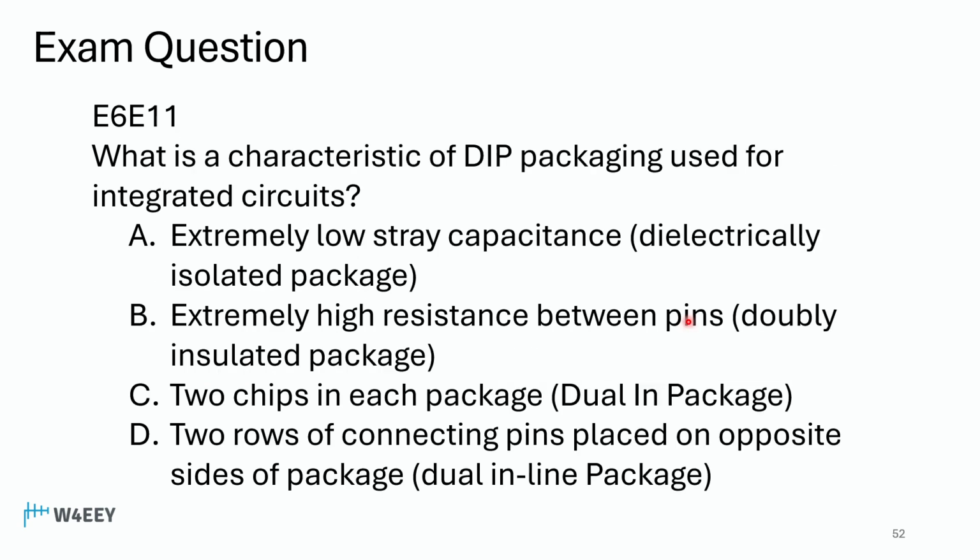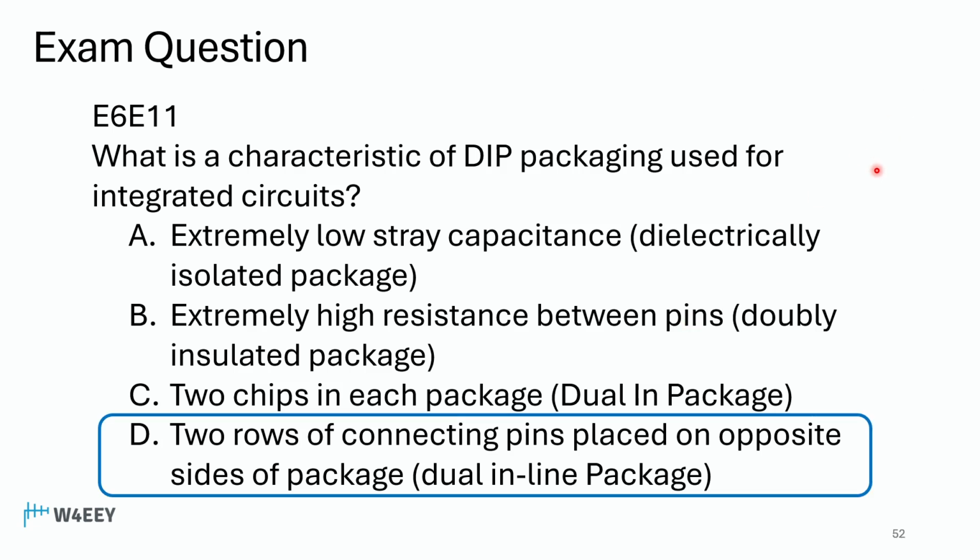Yep, exactly right. What is a characteristic of DIP packaging used for integrated circuits? Delta. Two rows of connecting pins placed on opposite sides of the package, dual inline package. And there can be a lot of things that are packaged that way. Op amps, for example, you might have 4 op amps in the package, or just all kinds of electronic functions that are put into one of these packages.